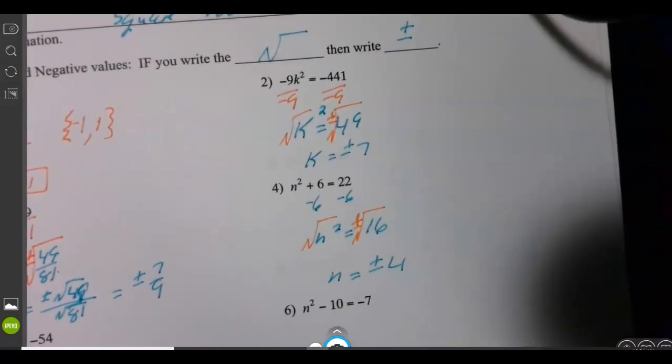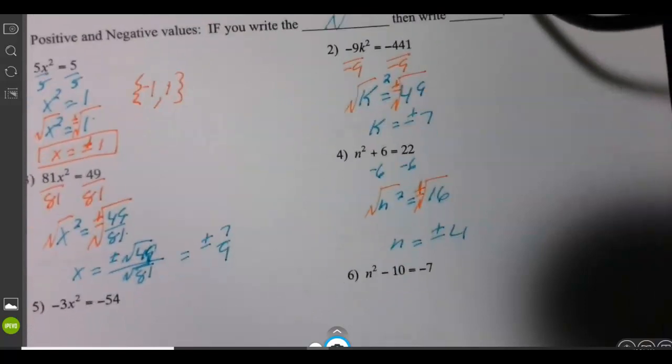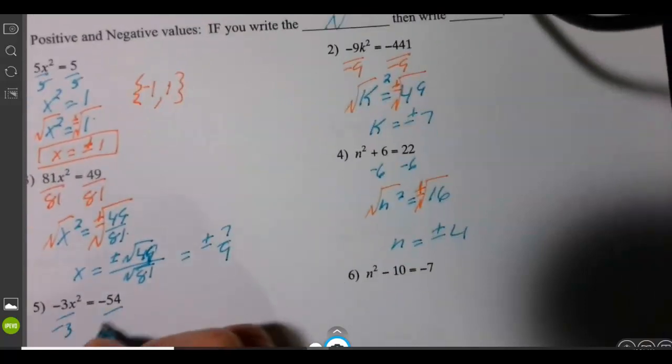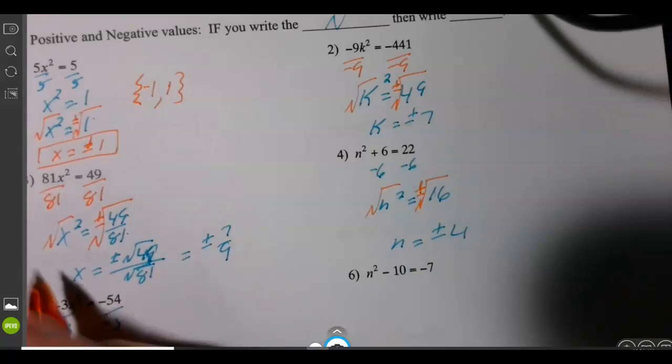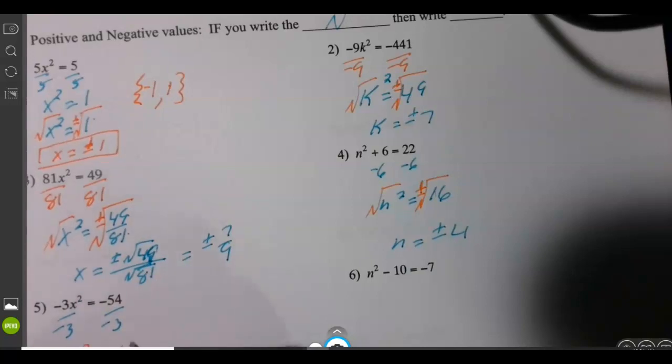Okay, let's look at number 5. We have to get the variable by itself. So we're going to divide by negative 3. And we get x squared is equal to 18.